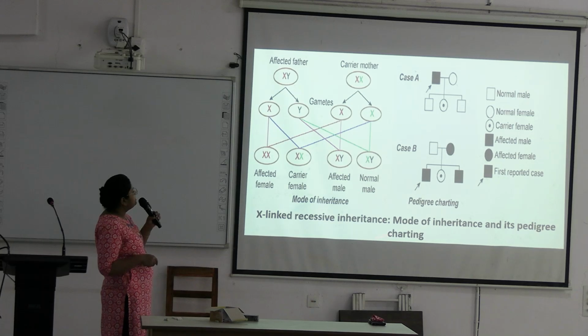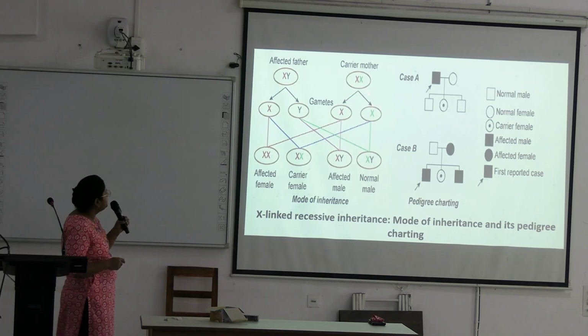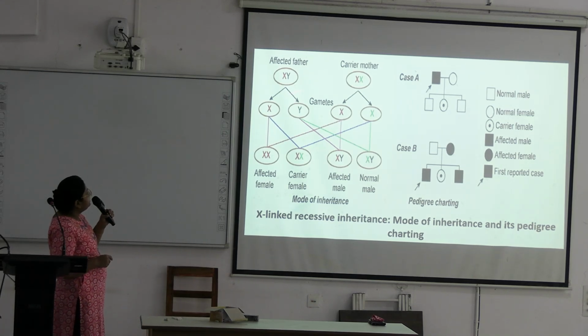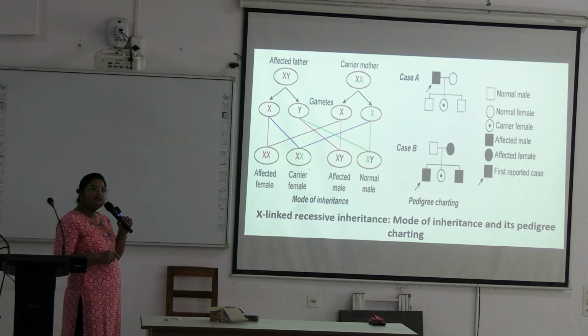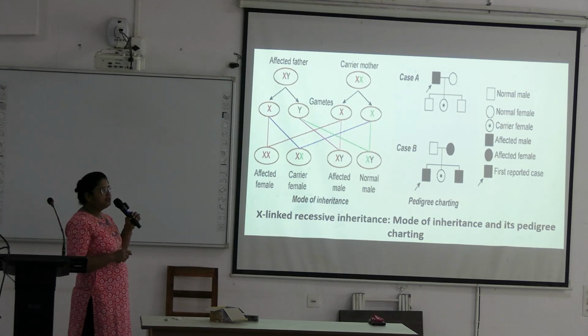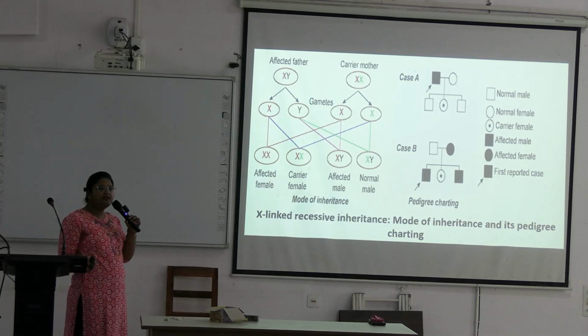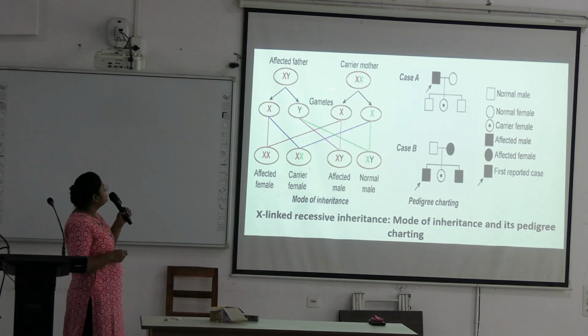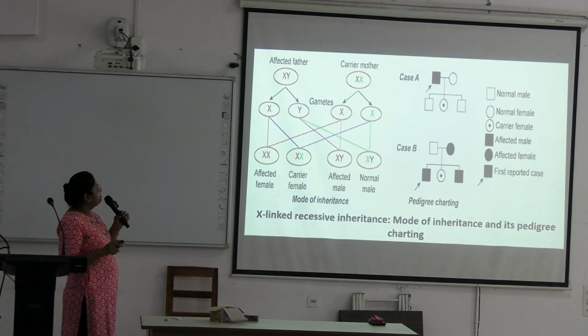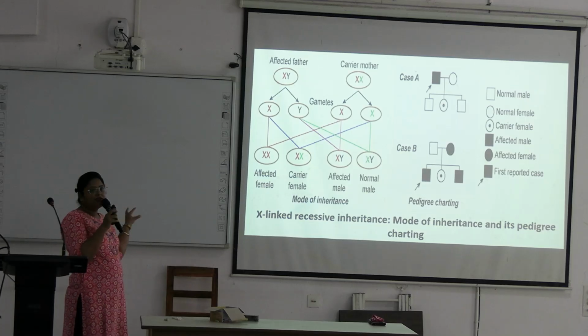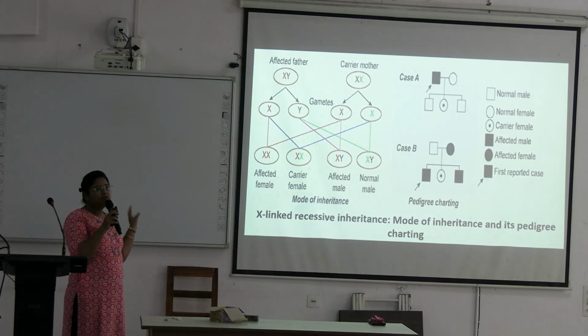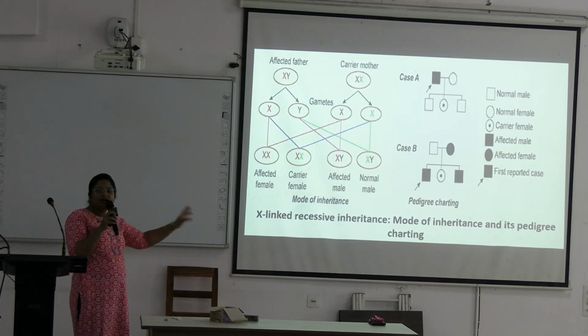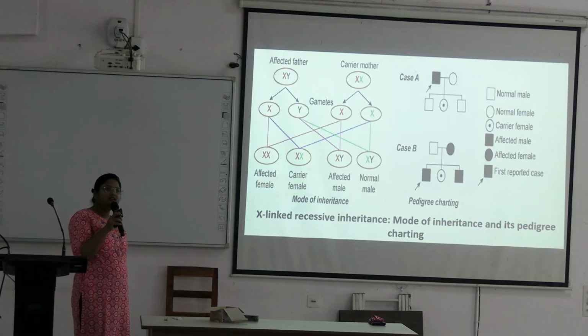Next, we are going to X-linked recessive inheritance. Here, see, affected father and carrier mother. In the carrier mother, why is she a carrier? The mother does not have the disease, but one X chromosome is affected. So when both X chromosomes are involved, only then will the disease manifest. Otherwise, she will stay as a carrier.